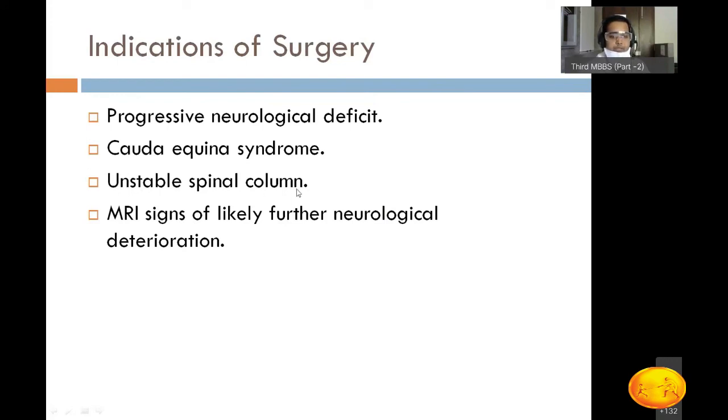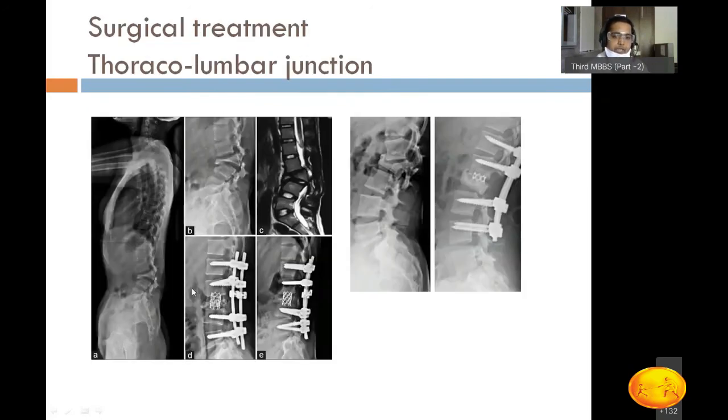Unstable spinal column, as we discussed, involvement of more than 2 columns as explained by the Denis concept, will be an indication for surgery. Plus MRI signs of likely further neurological deterioration. As we said, all patients with neurological deficit will undergo MRI, and there are specific signs on MRI described in the latest classification. If those signs are present, we will take that patient up for surgery. So, examples of how we achieve what we have said during our discussion.